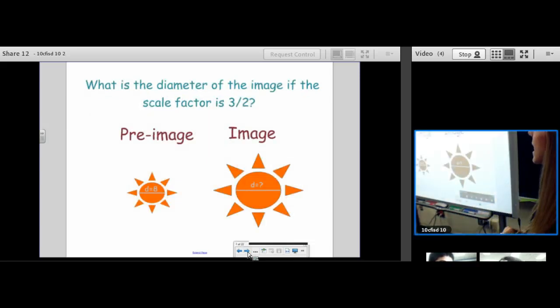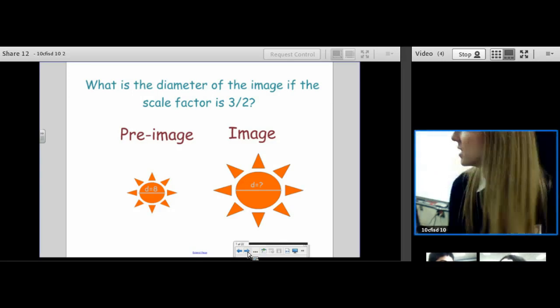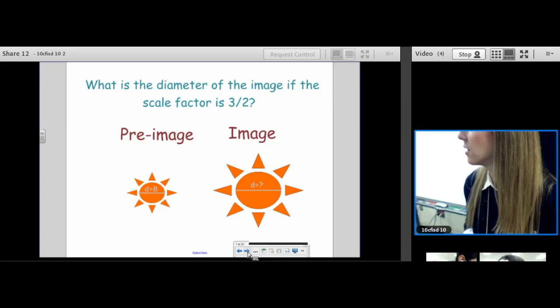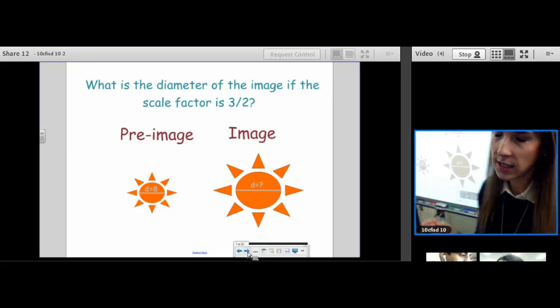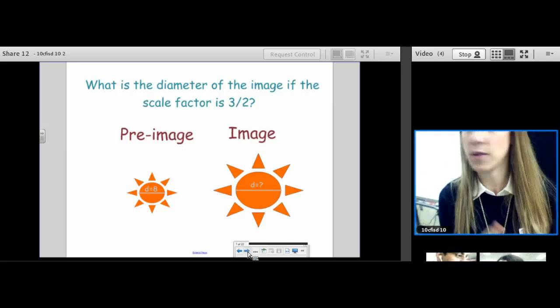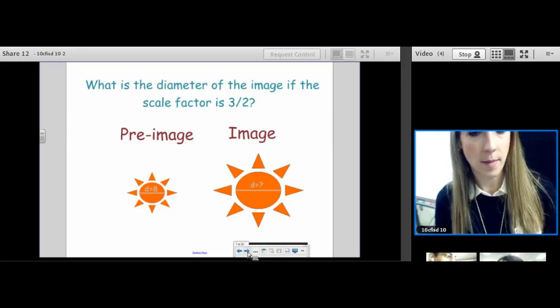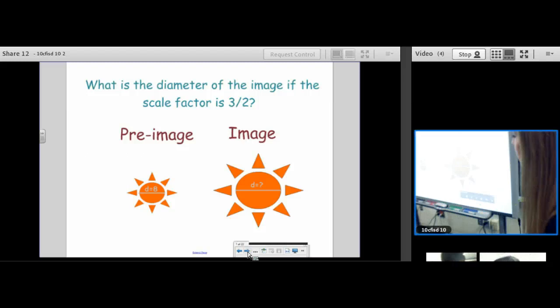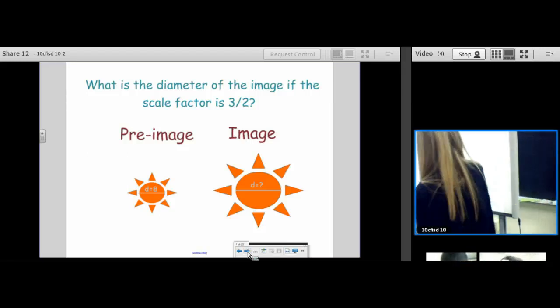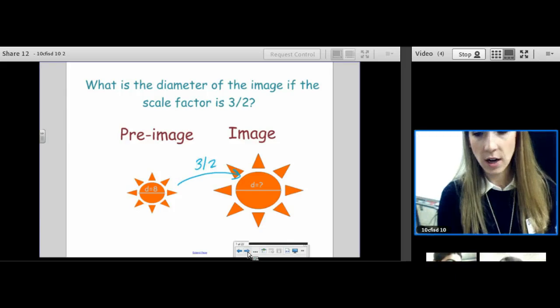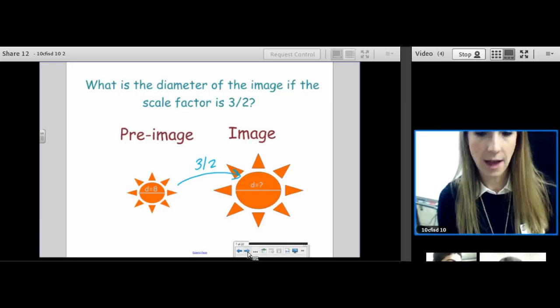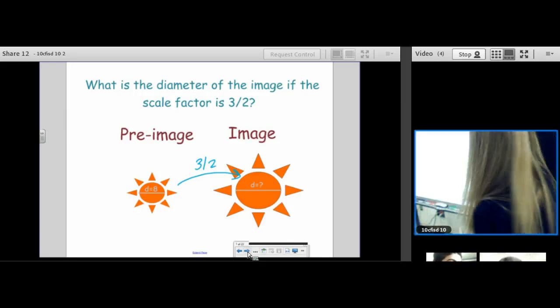All right, what's the diameter of the image if the scale factor is 3/2? So we're actually going to talk more about scale factor tomorrow, but you know that when you have a scale factor and you want to get from one figure to the next, you just multiply that figure by the scale factor. So we're going to take 8 and multiply it by 3/2, which is also 1.5. 8 times 3/2 will get us our new diameter. 8 times 1.5. Very good. You're all getting 12.